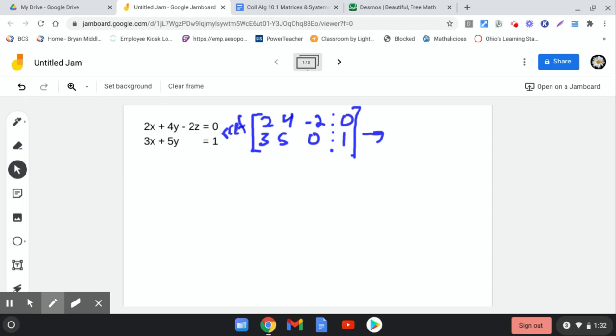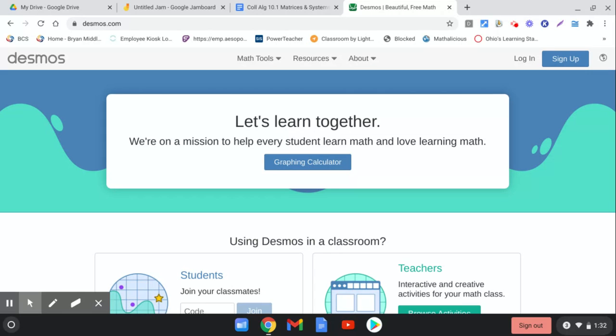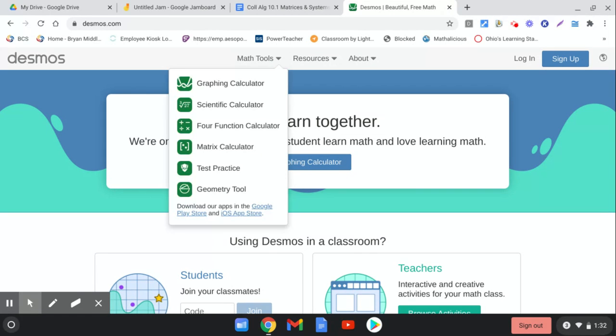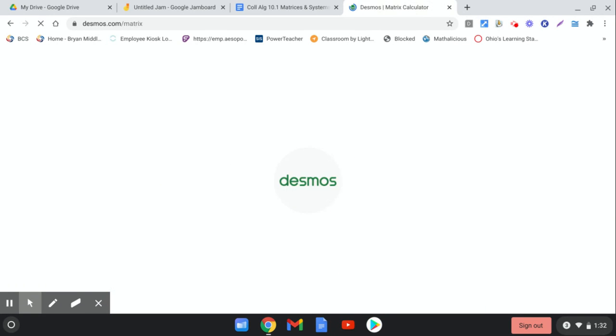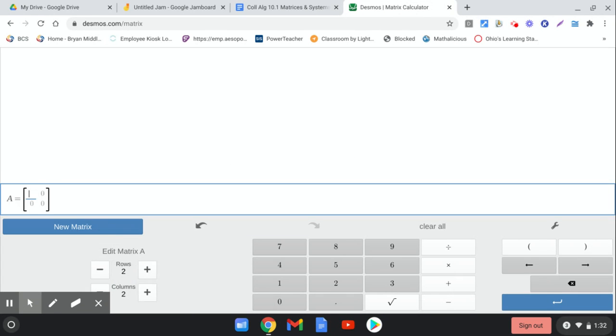So again, you're going to take this over to Desmos. If you still have it open, that's great. If not, remember you're not using the graphing calculator. You're going to Math Tools, Matrix Calculator. And we're going to create a new matrix. I'm back to matrix A because I reopened the screen. If you're on matrix D, that's fine.